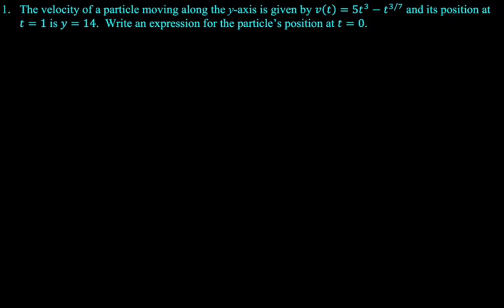Let's do it. The velocity of a particle moving along the y-axis is given by v of t equals 5t cubed minus t to the 3/7. Its position at t equals 1 is y equals 14. Write an expression for the particle's position at t equals 0.